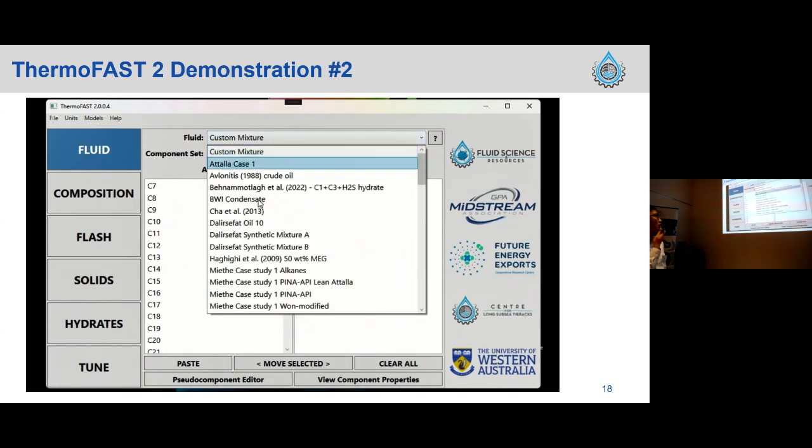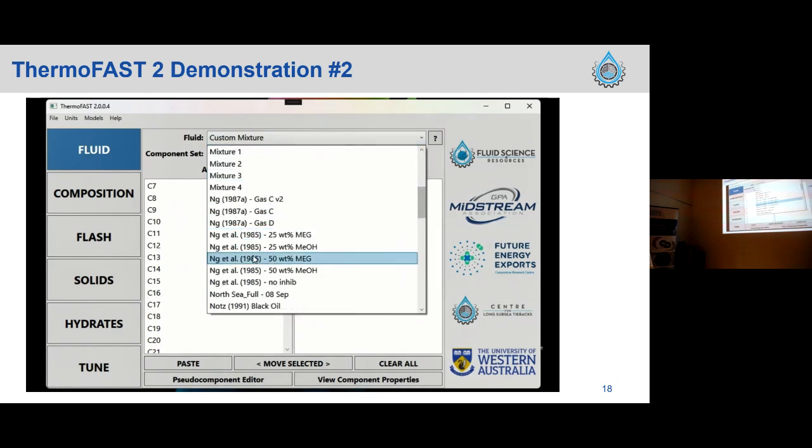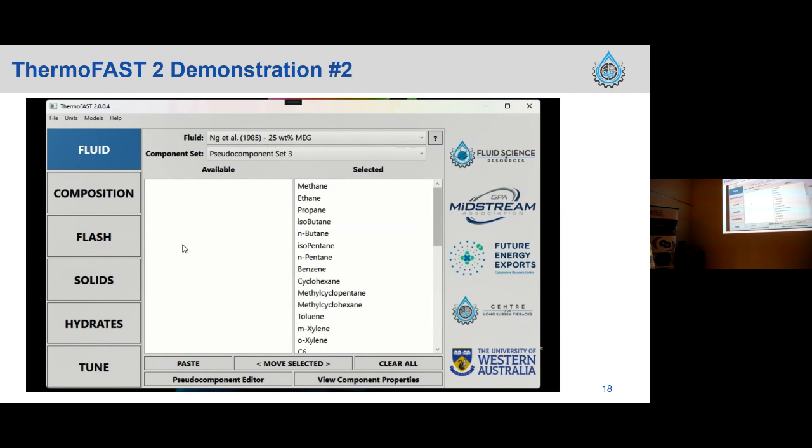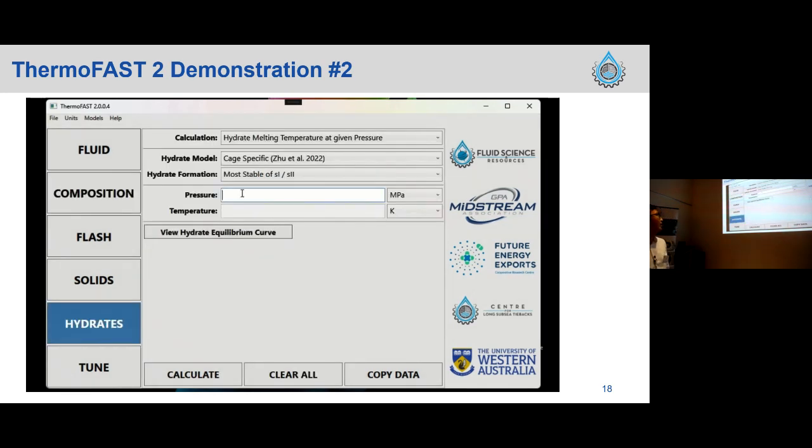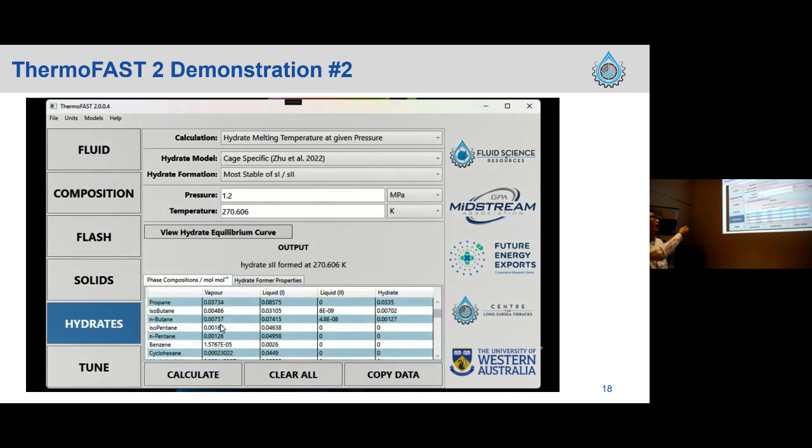I'm going to load a predefined mixture here, one of the examples from the previous slide, and you can see that we have all these components with the composition prepared here. There's 25 weight% MEG. We do a calculation here, for example, and you get the hydrate equilibrium temperature and all the phase properties and compositions.